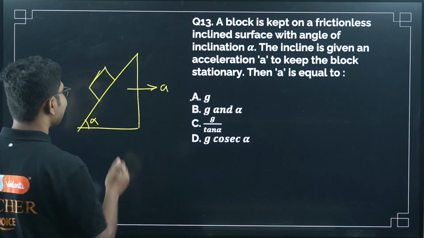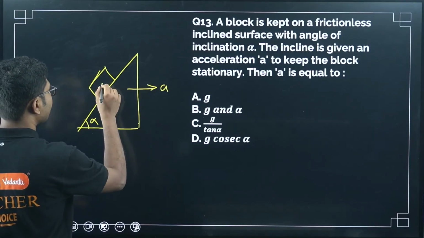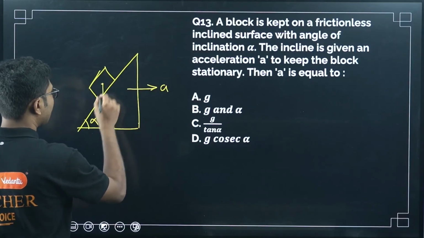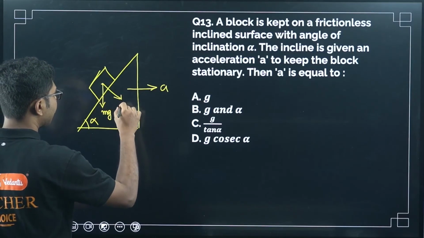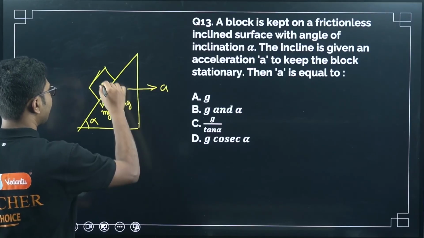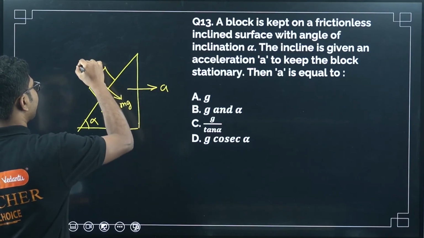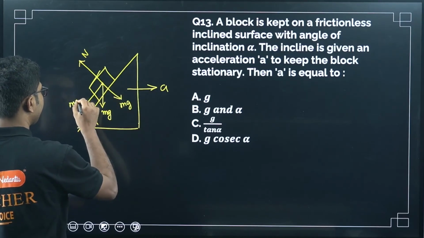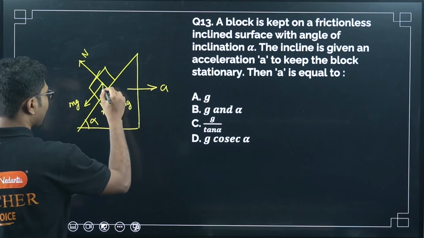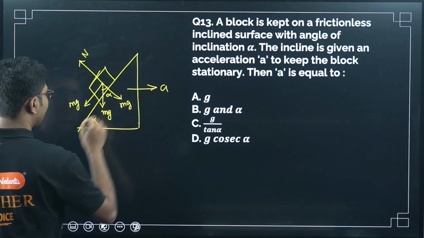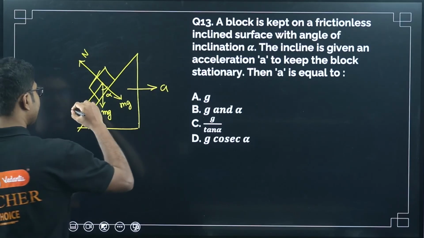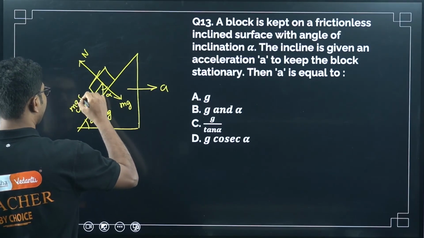Now let us consider all the forces acting on this object. First of all, obviously mg is acting downward. There will be a component of mg acting in this direction. There will be a reaction force here, the normal reaction force. There will be a component of mg here, mg sin theta. If this angle is alpha, this will be mg sin alpha. This is actually an easy problem.